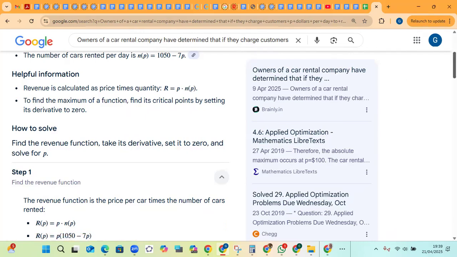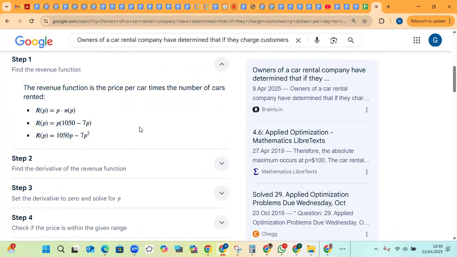So first, you find the revenue function. Multiply P by the number of cars sold, the quantity function. And here you have 1050P minus 7P squared.